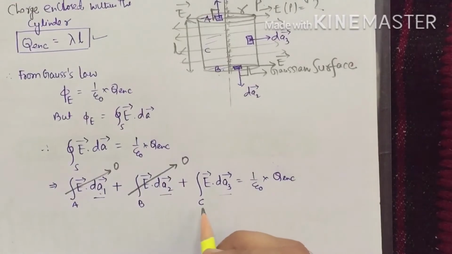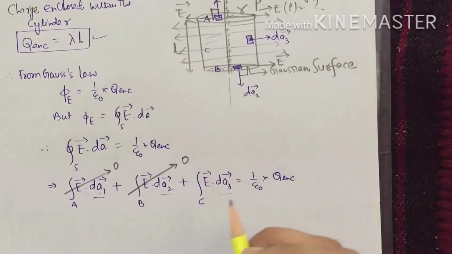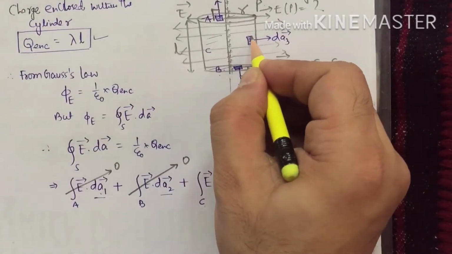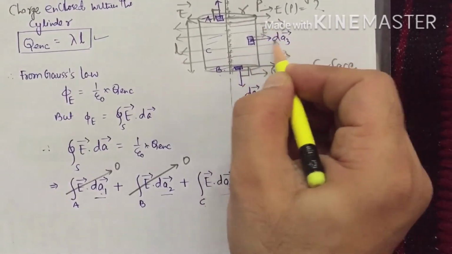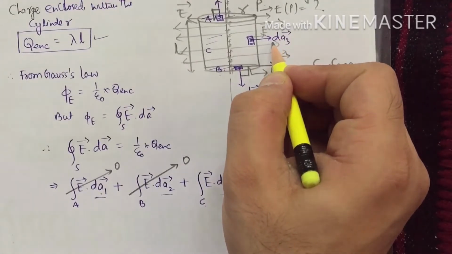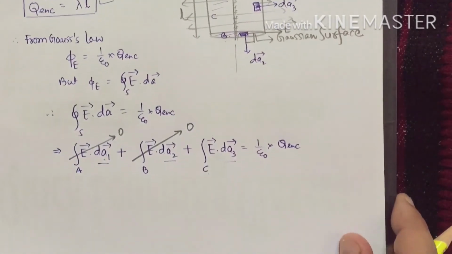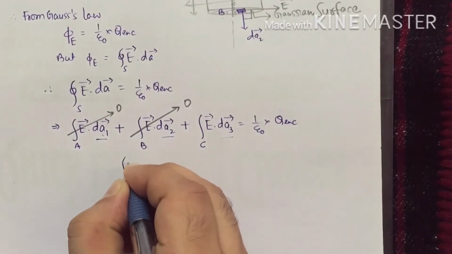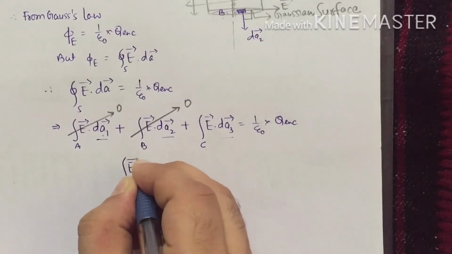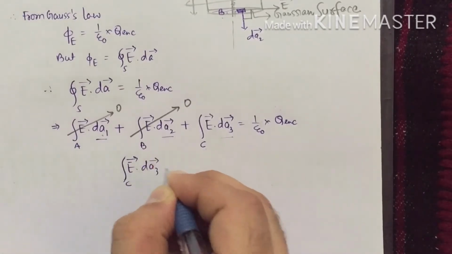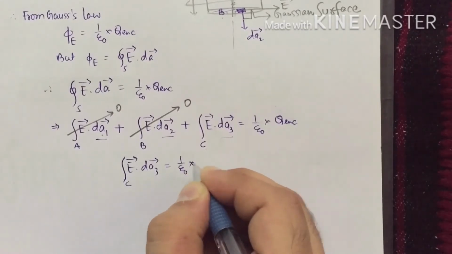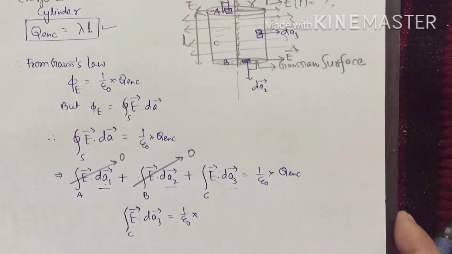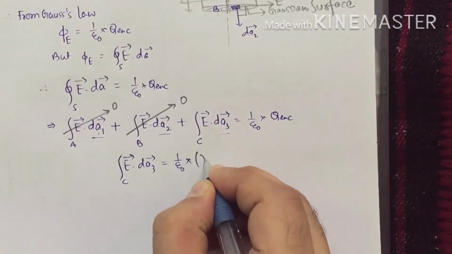And for the curved surface C, we can see for any area element on the curved surface, the electric field E and the area vector are parallel, so it will be a non-zero term, and therefore we will be only left with the term integral E dot dA3 equals 1 by epsilon naught times the charge enclosed. The charge enclosed will be lambda into L. We have calculated it. Let's put the value lambda into L.